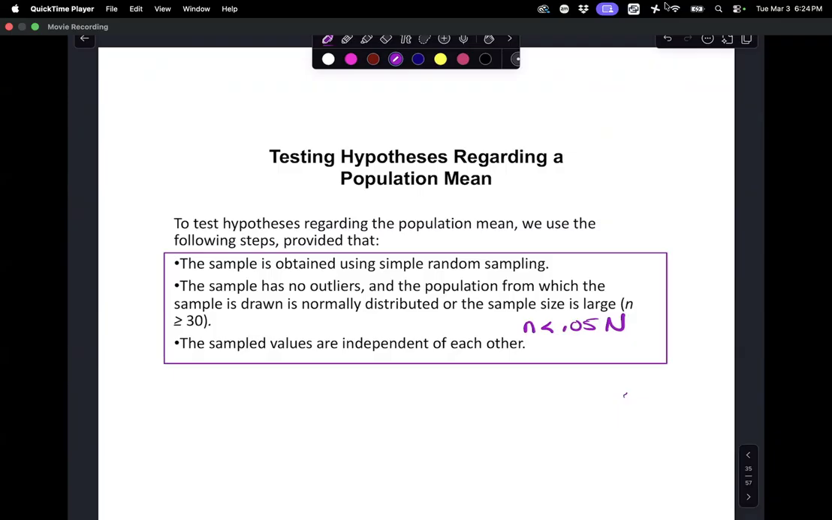On the big problem on the test, when it says show every single step, you're going to show this. This is some of your points. These problems are worth 10 points because you're going to show every single step. All right.